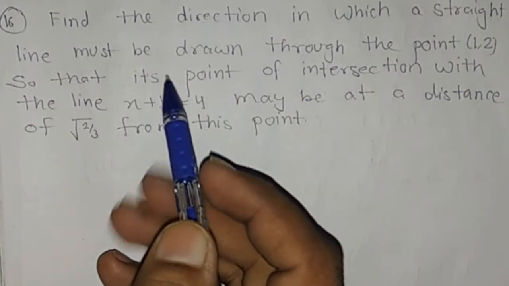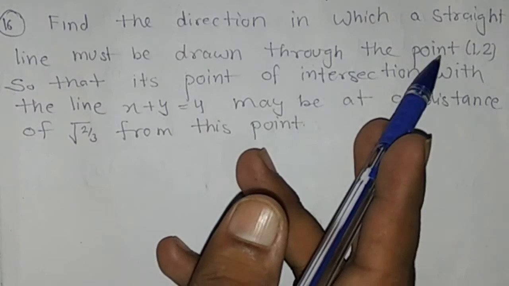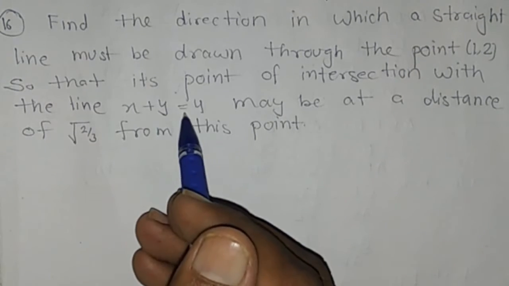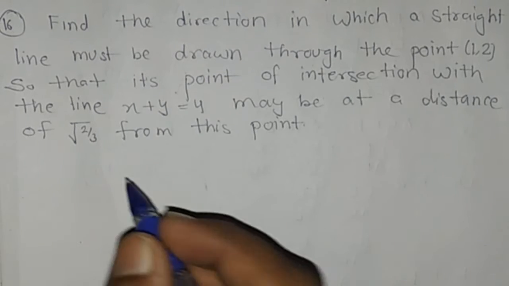Question number 16. Find the direction in which a straight line must be drawn through the point 1, 2 so that its point of intersection with the line x plus y equal 4 may be at a distance of root 2 by 3 from this point.